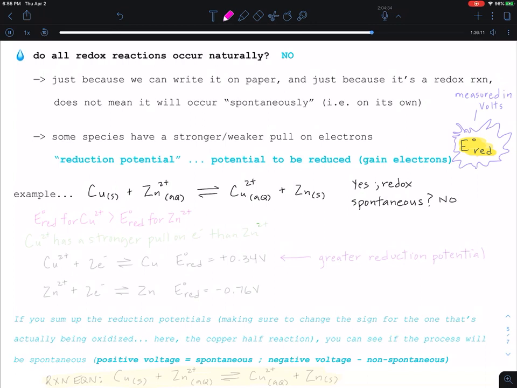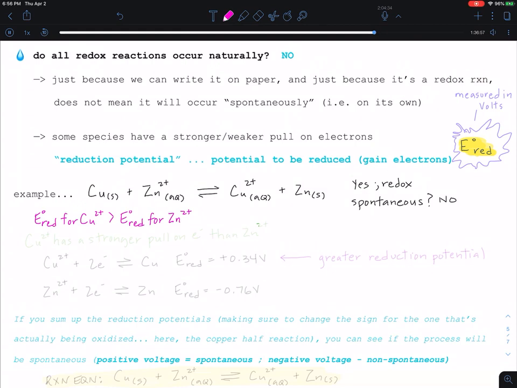So the reduction potential, E red, the pull on the electrons for the cupric ion, is greater than the pull on electrons under standard conditions for zinc 2+. So what this really means is that this particular redox reaction, even though it's a redox reaction, we're trying to say that copper is going to be oxidized by zinc 2+, when in reality, copper 2+ is more likely to be reduced by zinc.